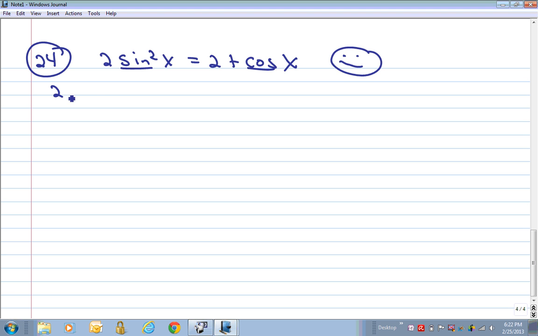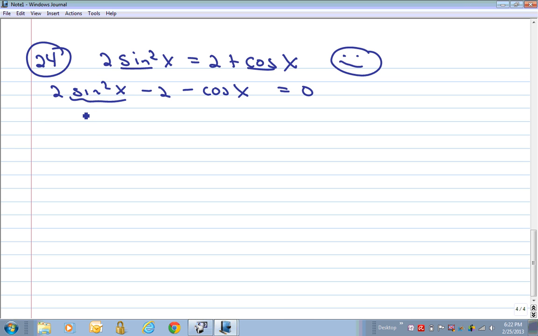So I'm going to keep my 2 sine squared x. I'm going to subtract the 2, and I'm going to subtract the cosine x, and set it equal to 0. Now everything's on the left, and you could have done this before as well. If I change cosine, it's going to be 1 over secant. That's not really helpful. So I'm going to change my sine squared x.